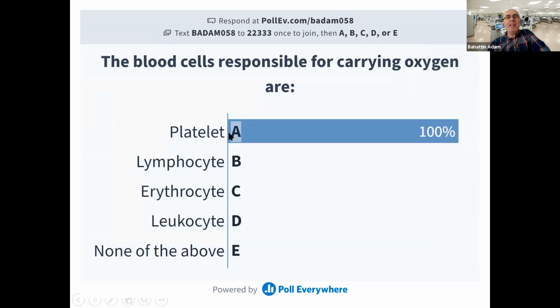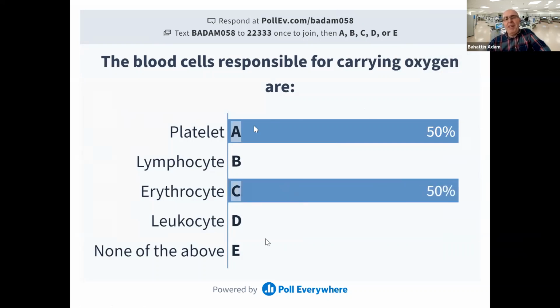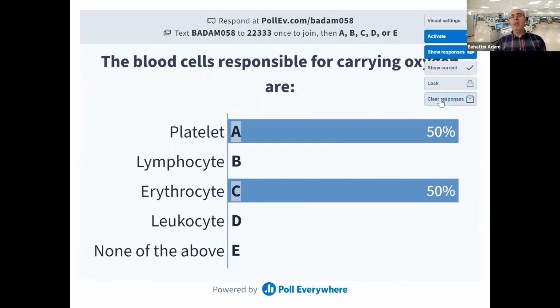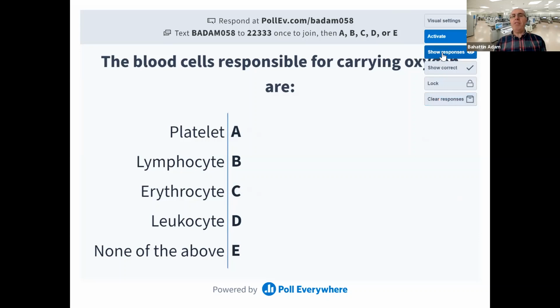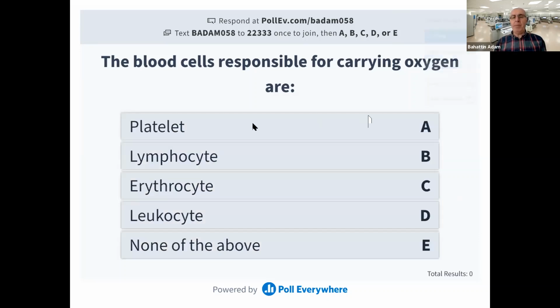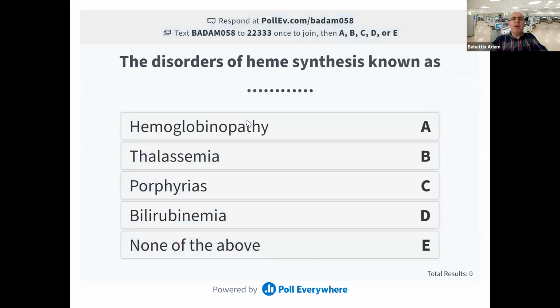Okay, no, platelets, no, erythrocytes carry oxygen, right? We were talking about erythrocytes in the last hour. Okay, no worry, send your response. We are going to learn better via these questions. If you send answers to this question, I am going to explain it. Otherwise, I am going to skip them. Now, the disorder of heme synthesis known as, the diseases related to heme production.